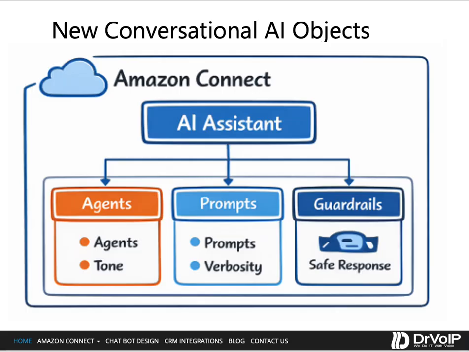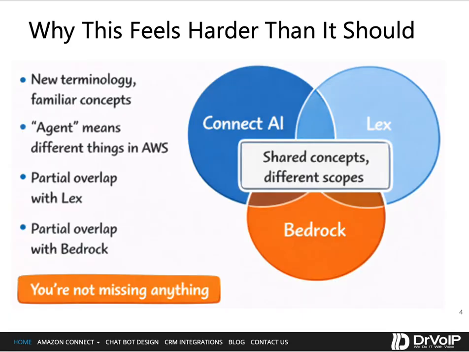You're also going to find the agent capability to build agents, prompts, and guardrails. Again, agents, prompts, and guardrails are terms known to people who have been involved in building generative AI applications. They are similar, but not exactly the same. And that's probably why this feels harder than it should. So there's some new terminology, but the concepts are familiar.